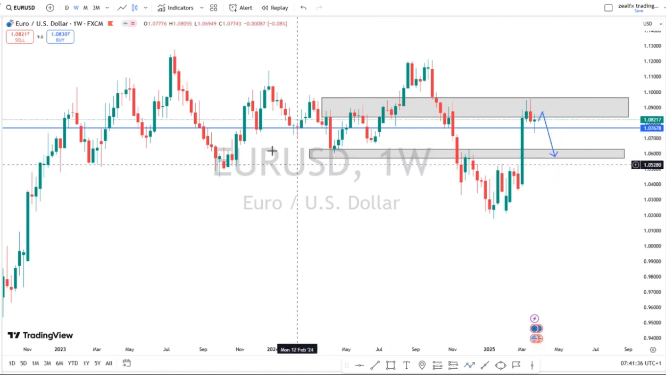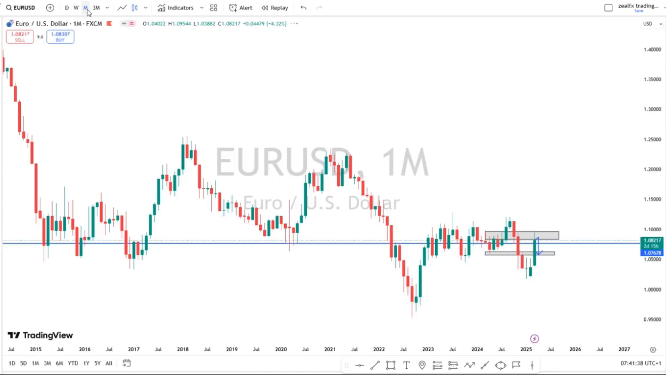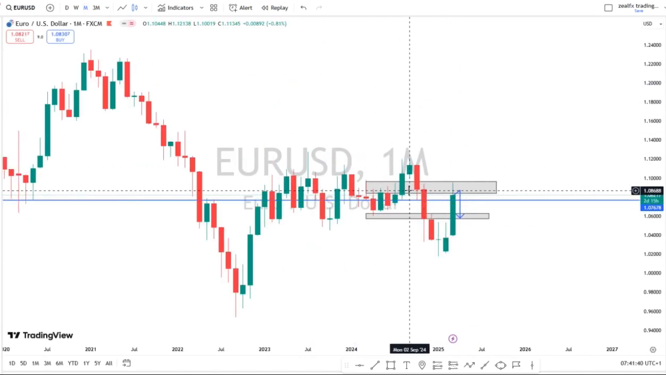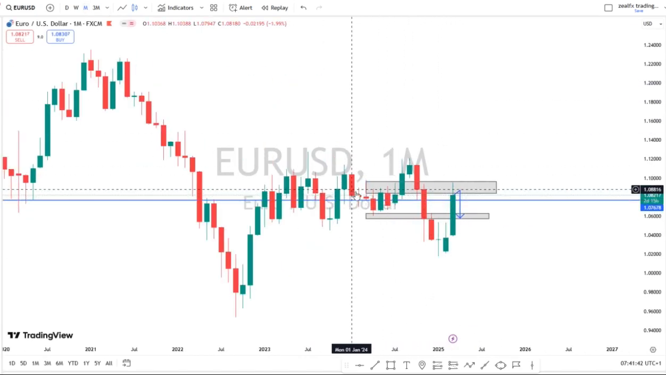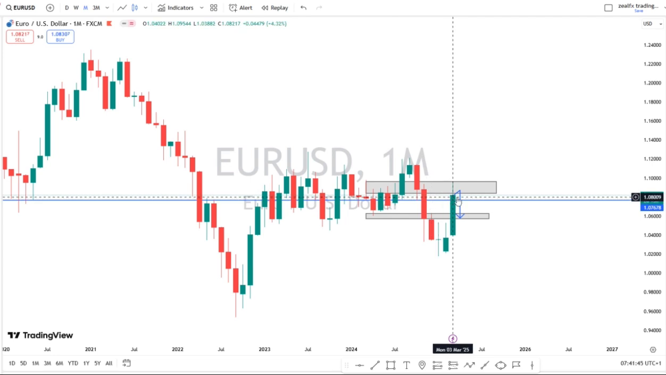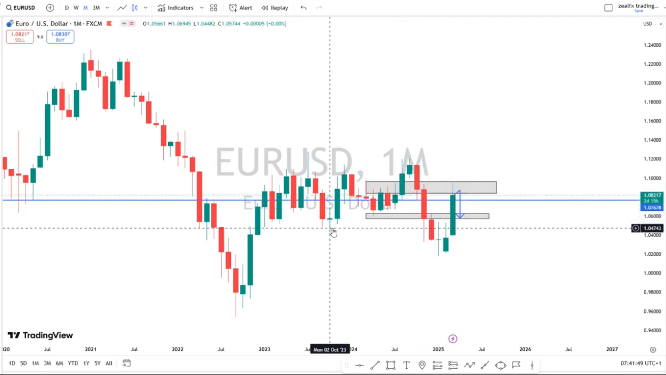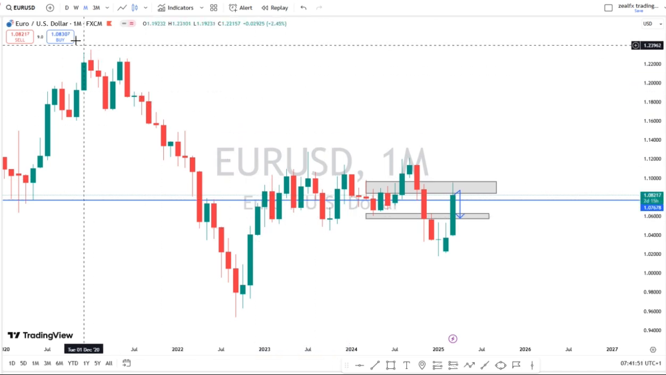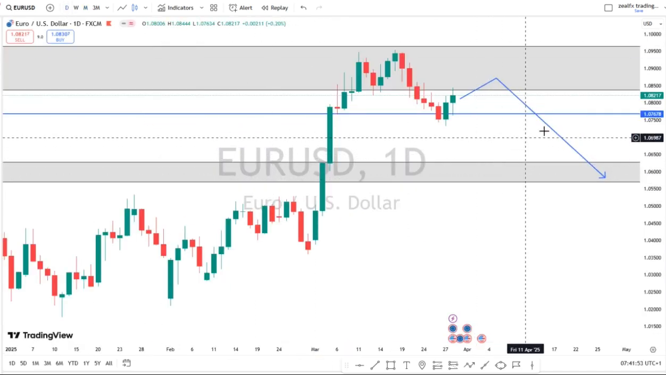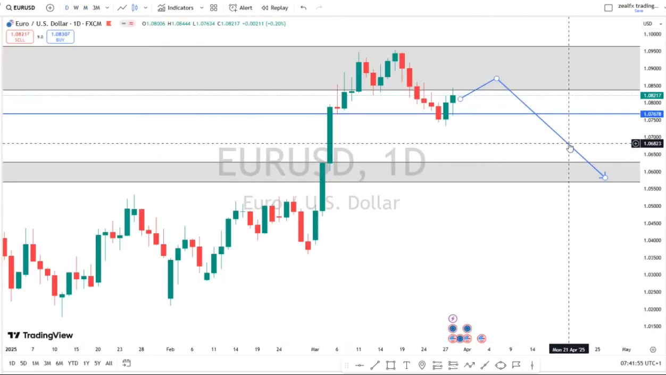So let's look at the monthly chart of the EURUSD. On my monthly chart, price is also on the resistance level. If price closes on this monthly resistance, we expect price to also drop to this next support level on the monthly chart. So look out for your selling opportunity on the EURUSD this week.